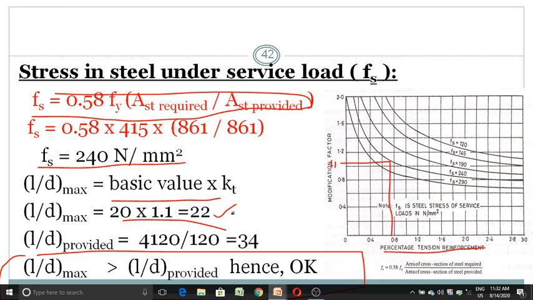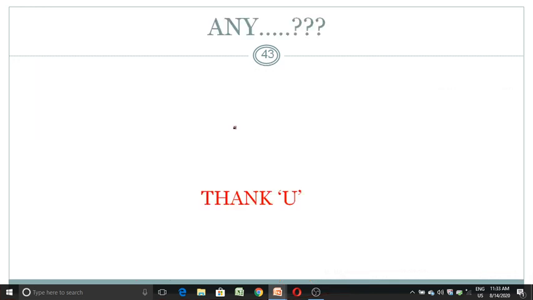And L by D provided is 4120 by 120, that is 34. And see, our L by D maximum is less than L by D provided, hence I can say it is not okay, it is not safe against deflection. So we have to modify things and make our slab safe. This is how we consider it. Now, since it is not safe, we have to redesign the section and make it safe against deflection. So that's all for today's lecture. Thank you.